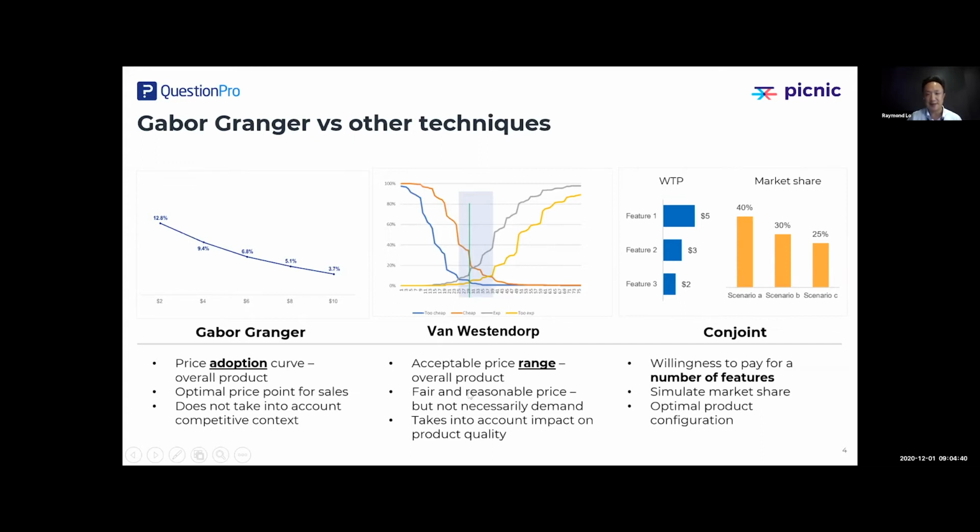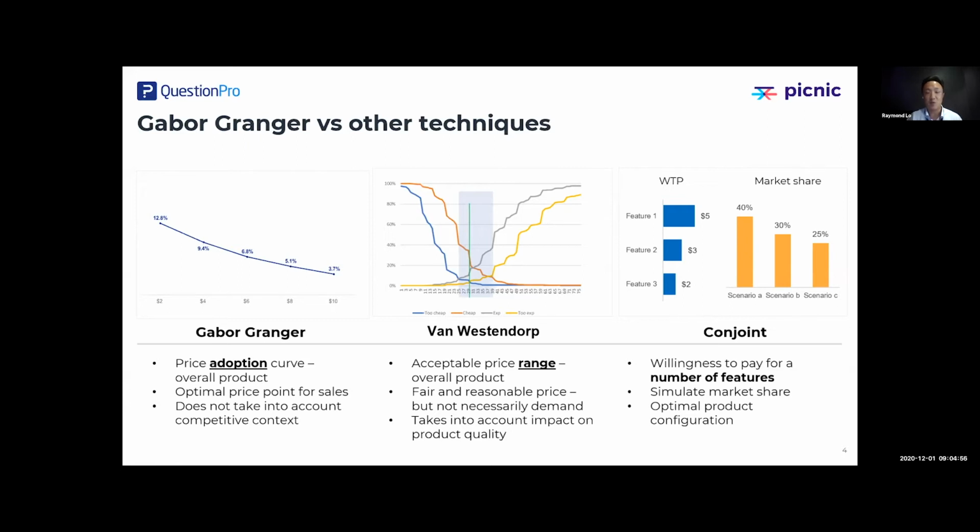It doesn't necessarily, although it purports to, answer the question of demand. What price will people actually buy at? It'll tell you what they think is reasonable and fair and what price is too low or too high, but it doesn't actually answer the question of demand.